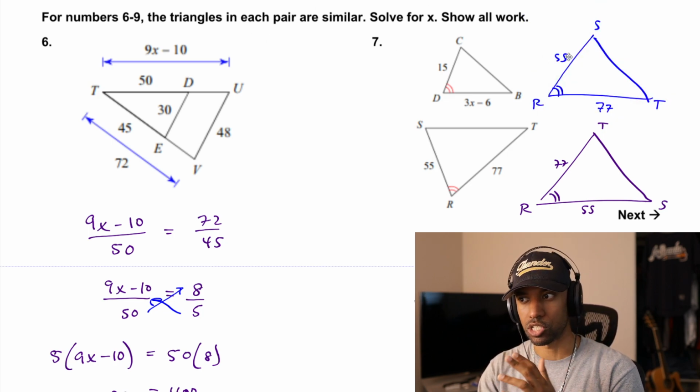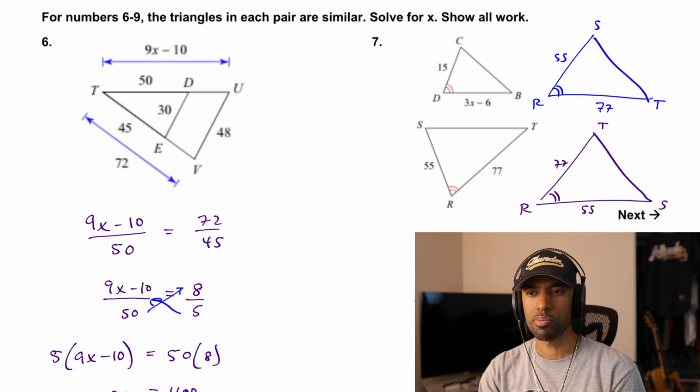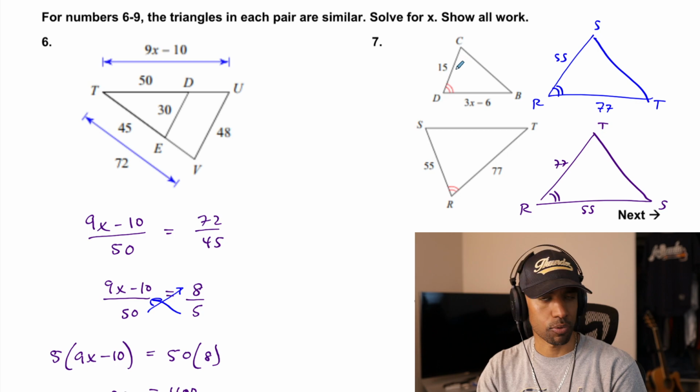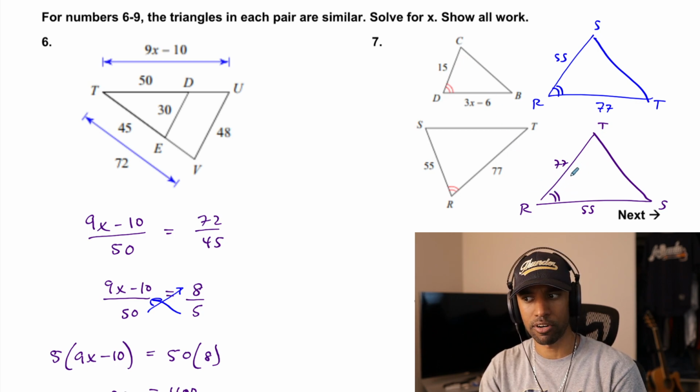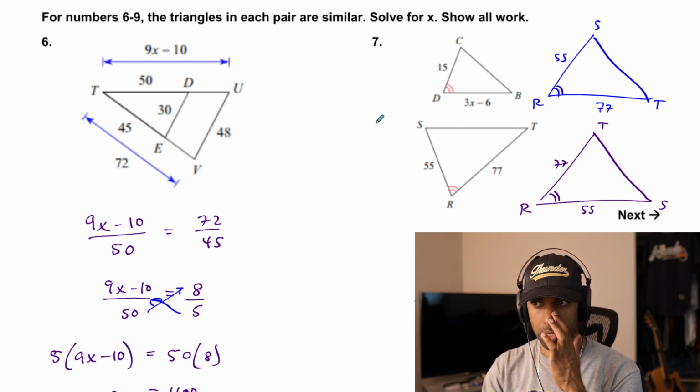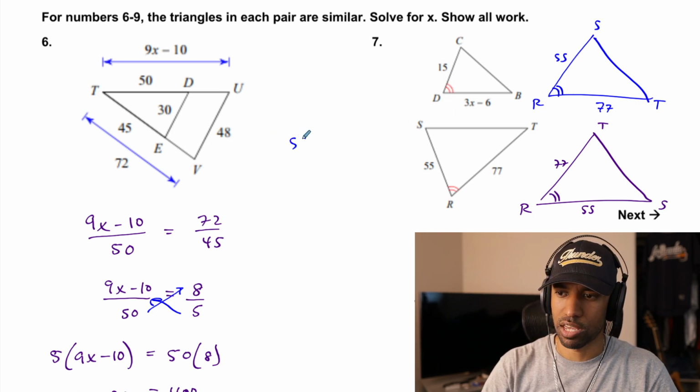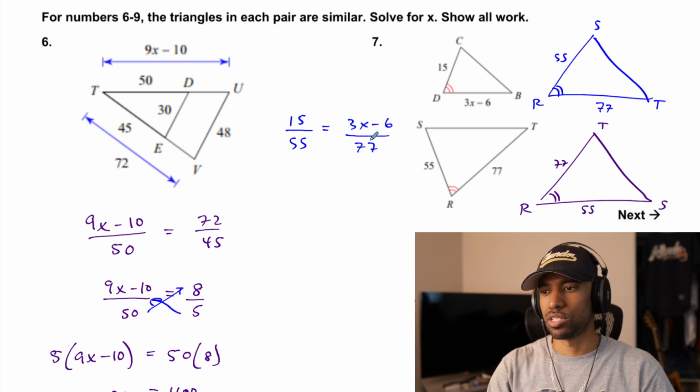I'm going to assume it's this top one that I'm going to do in blue first, just because of the way they drew it. It looks like it's drawn that way, so I'll start with that one, but I want to see what this one looks like. I'm very curious to see how this lines up, and I'll do that in purple afterward. So 15 is to 55 as 3x minus 6 is to 77.